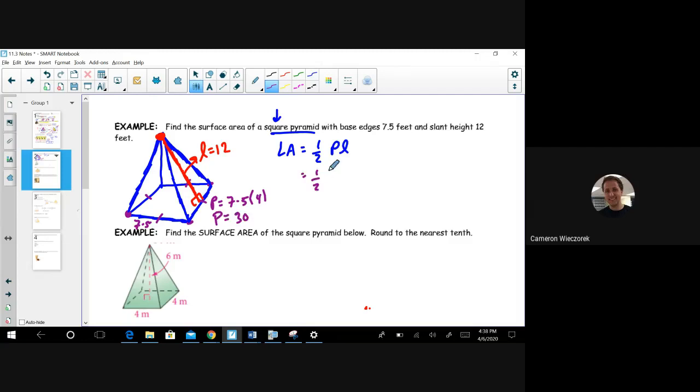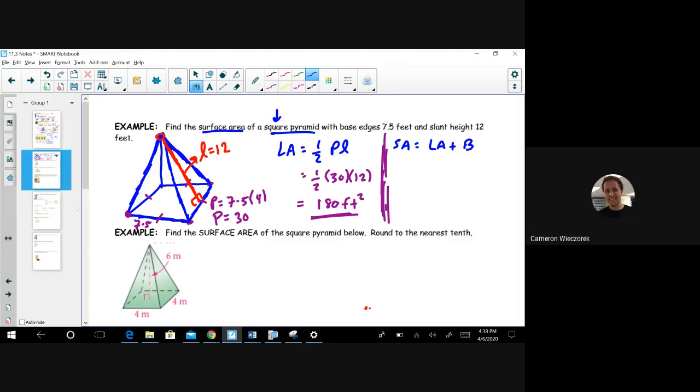So 1/2 times 30. And then the slant height they gave me was 12. 30 divided by 2, 15. 15 times 12 is 180. So I get 180 square feet just from the triangles. If I was to paint all of the sides of the pyramid, that's how much paint I would need to cover everything except the base. But if I wanted to paint the bottom, this answers the question. They want the surface area. It's going to be the lateral area. And remember, it's only one base. Since there's no base at the top, it's a vertex.